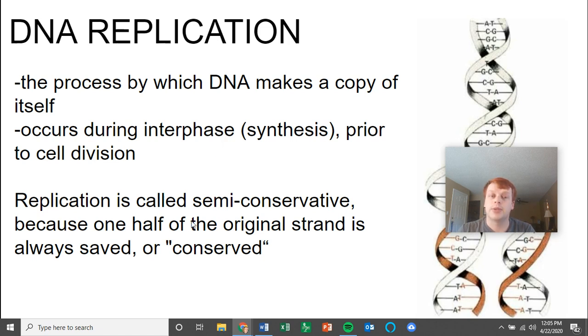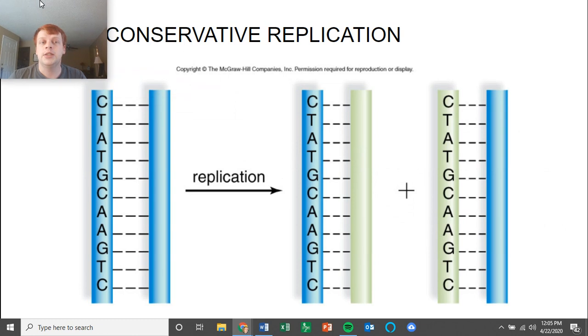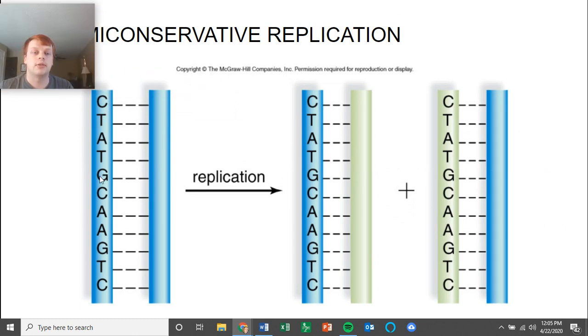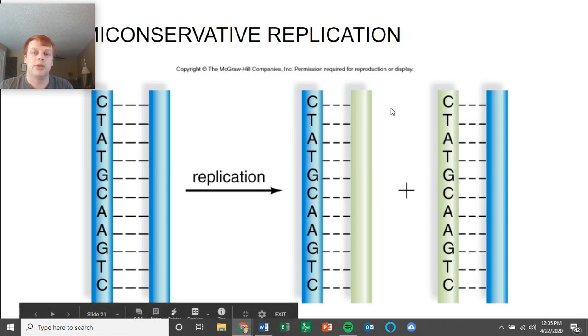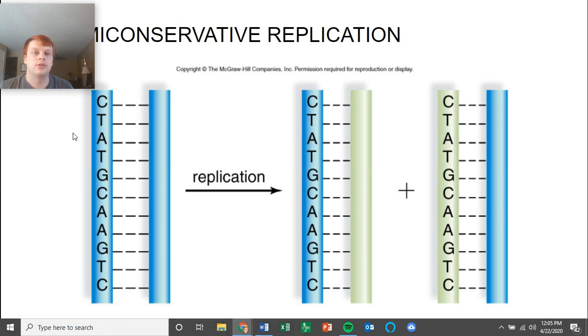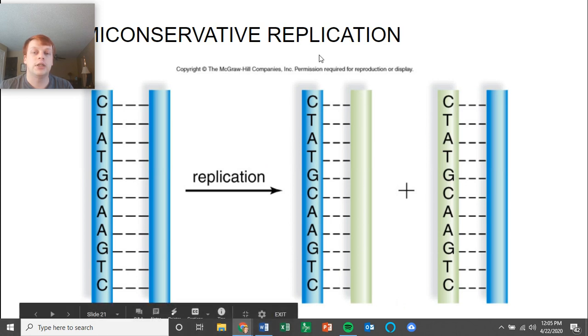One important note on replication is that they refer to it as semi-conservative because it is saving half of the strand. So conservative refers to saving, semi means half. So 1/2 of the original strand is saved or conserved, and then we add the pairs to match. Here's an image of what that looks like. So you can see this is our original strand. We cut it in half, and then we build a copy on either side to match those 2 initial strands. So every new DNA strand that gets produced has 1/2 of the original strand and then 1/2 that is new.